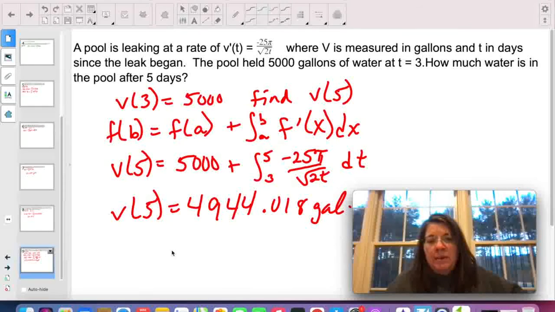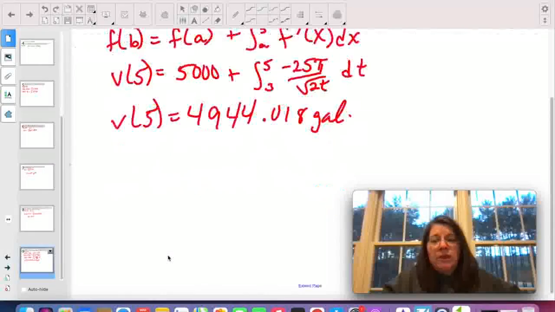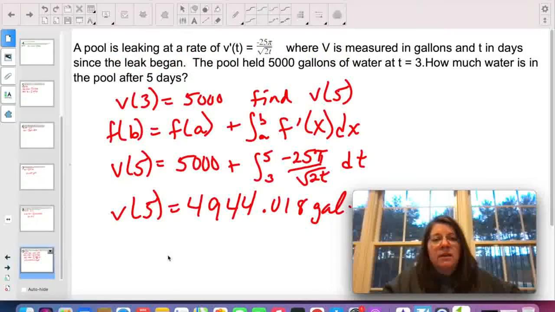A lot of times when I make a mistake, it's usually just a plus or a minus in the wrong place, something really simple. It could be a calculator error. I put something in wrong. So just be careful. Look at the reasonableness of your answers, and then go from there.